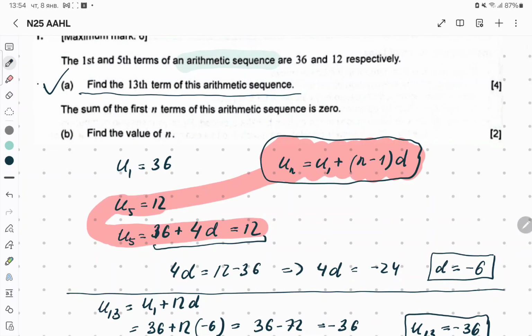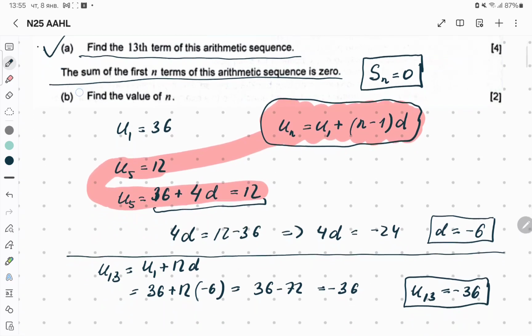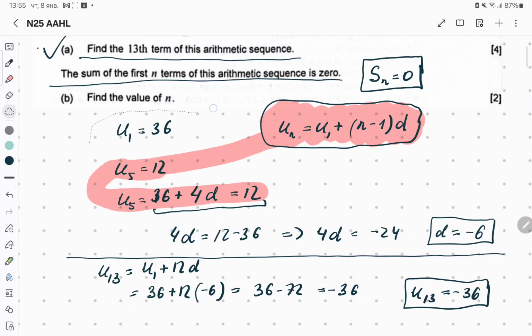Now let's turn to part B. It's written that the sum of the first n terms in this arithmetic sequence is 0. So what this condition says is that the sum of n terms is 0, and we should find n. Okay, let's do part B.